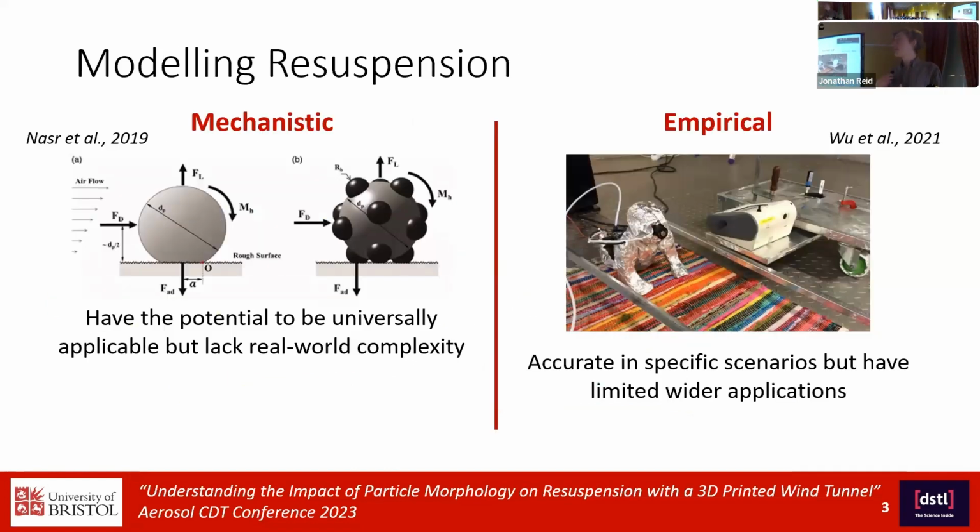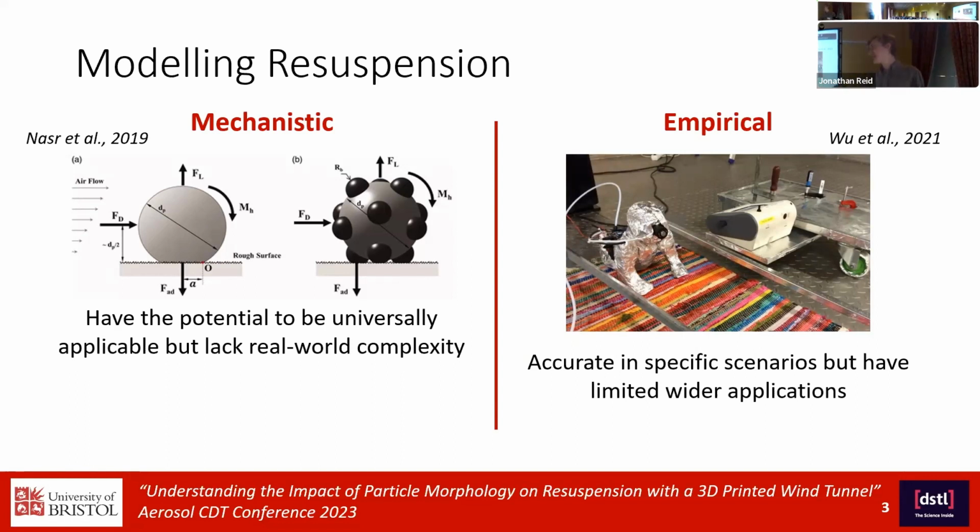So, how people have gone about looking at resuspension in the past. I'm going to start with the right-hand side. We have empirical models. So here is a slightly terrifying robot baby. These models take a very specific scenario and try and look at it in quite a lot of detail. Here the robot baby is going to crawl across different kinds of rug. These are good models if you're always looking at that scenario, but maybe they're not very applicable if you need to use them in any other situation.